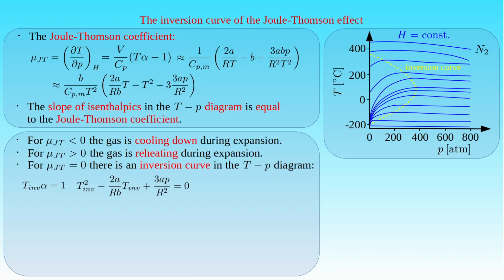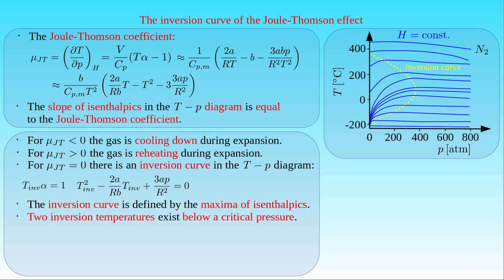The inversion curve, that is the points representing the inversion temperatures in the temperature versus pressure diagram, is defined by the maxima of the isenthalpics, as seen in the figure. The diagram also shows that 2 inversion temperatures exist for a given pressure below a maximal pressure, and the difference between them increases with decreasing pressure.